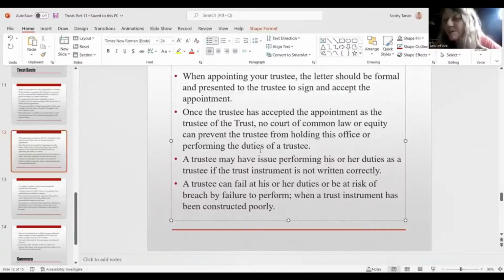So there have to be stipulations inside the trust corpus for the trustee to be able to do these types of things. So just be careful when you're writing your trust.